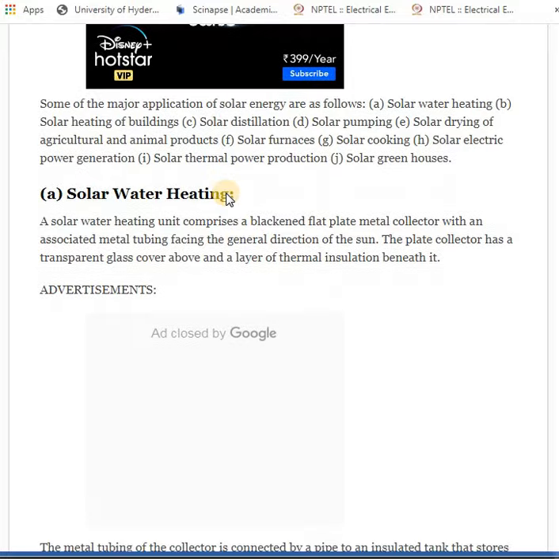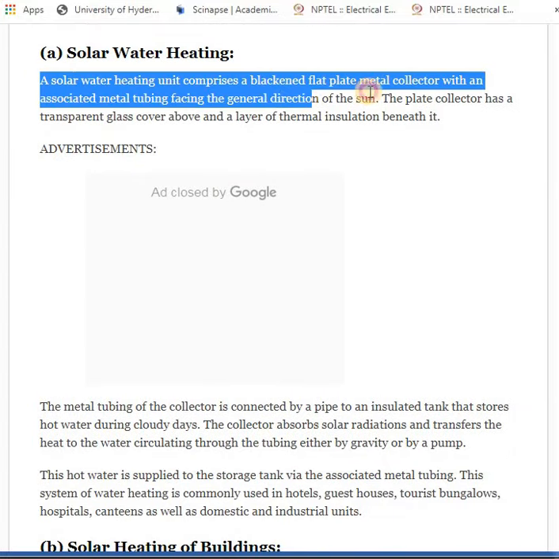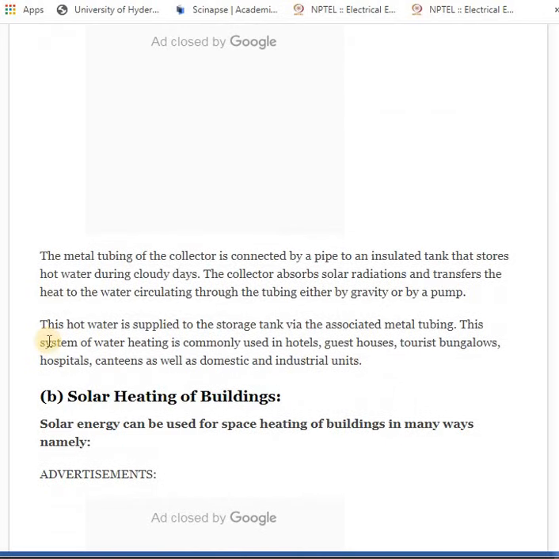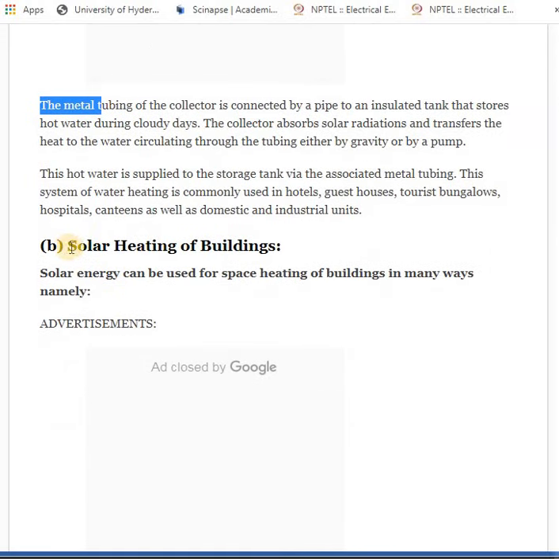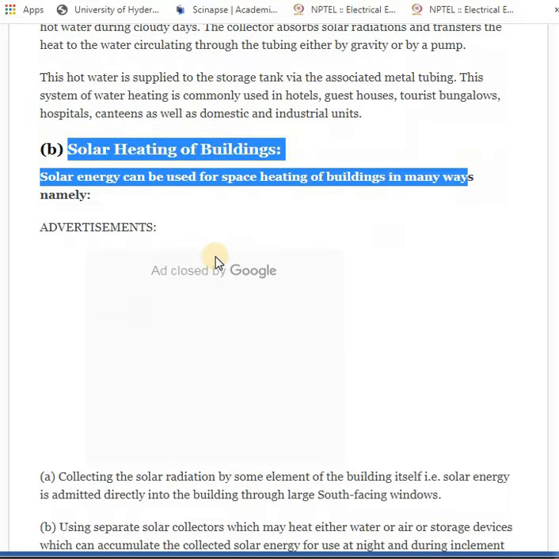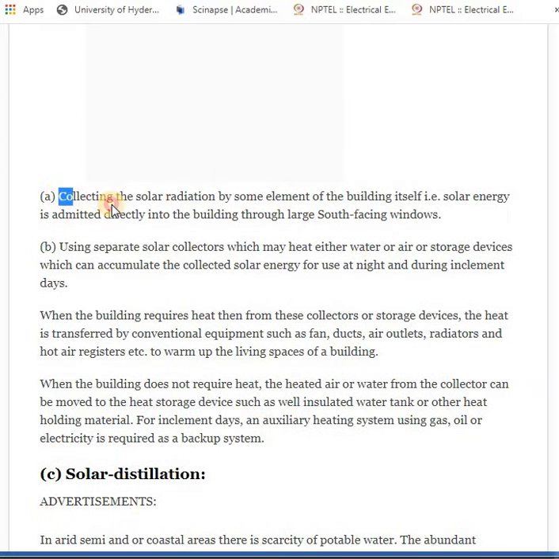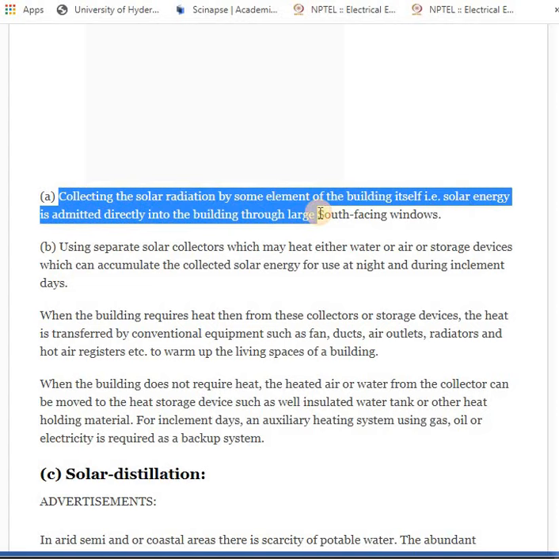Some of the major applications here are solar water heating, wherein solar water heaters use blackened surfaces, that is, the collectors we are using. They are tubing collectors. Then solar heating of buildings, that is called solar space heating. What happens in solar space heating is collecting the solar radiation by some of the elements of the building itself.